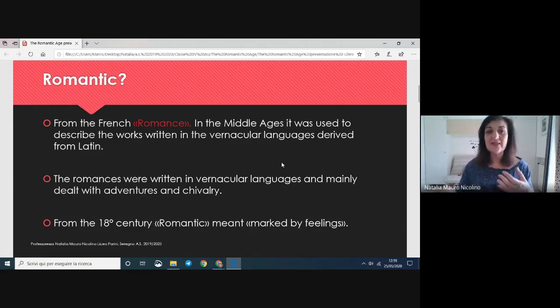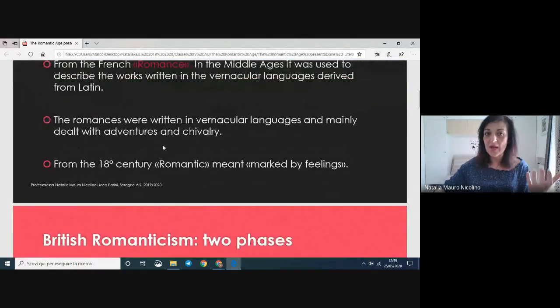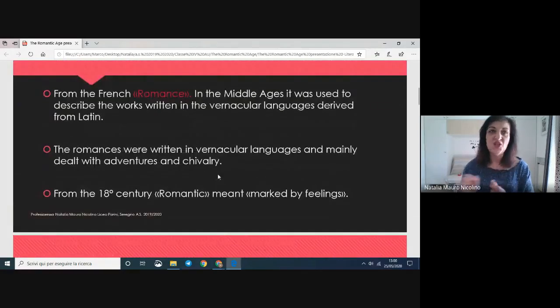And these works, the romances, romance is singular, romances is plural, were focused on adventures and chivalry. Chivalry means the actions of the knights, for example, cavalieri, knights. So the Middle Ages romances were not in Latin but in vernacular, and they dealt with a lot of adventures and with chivalry. They were called romances.